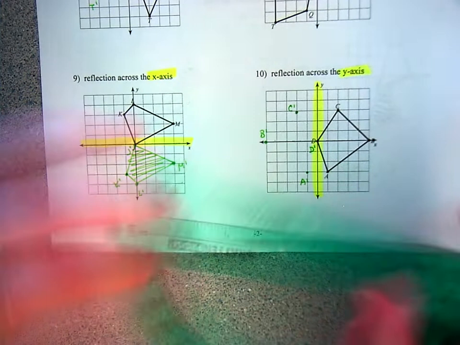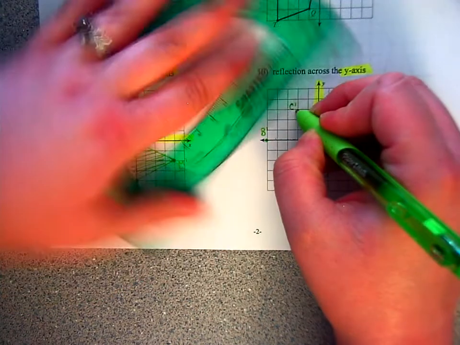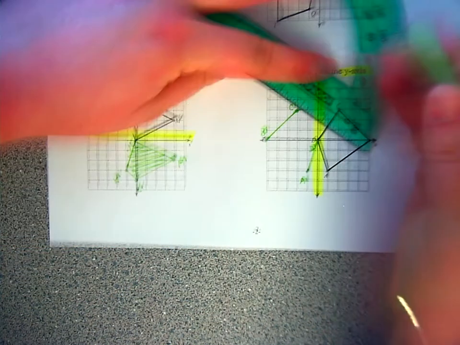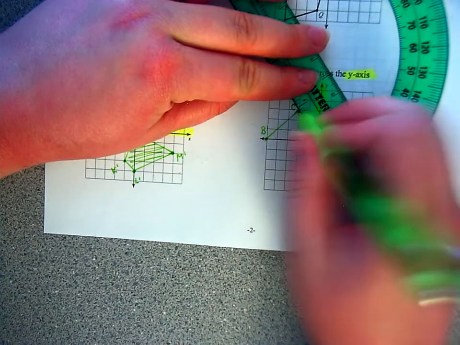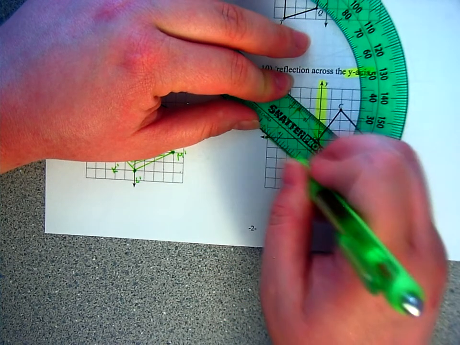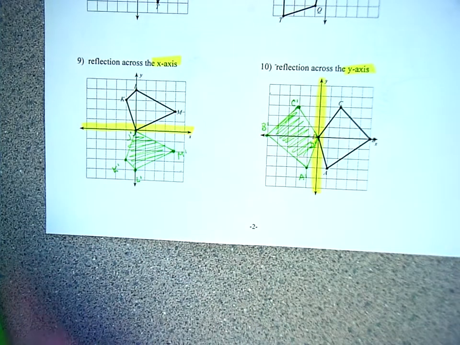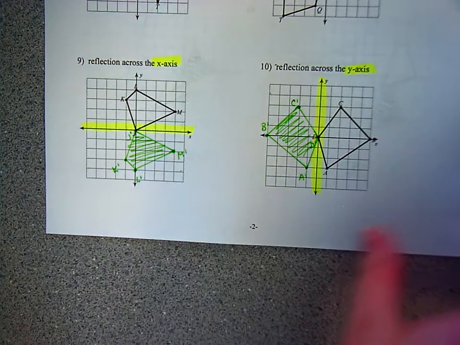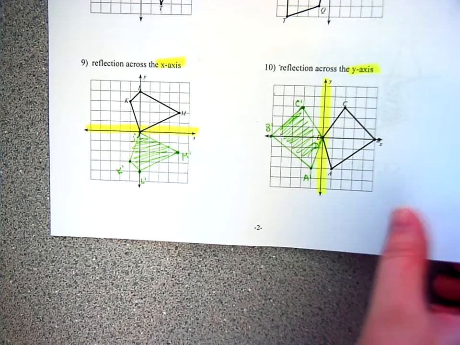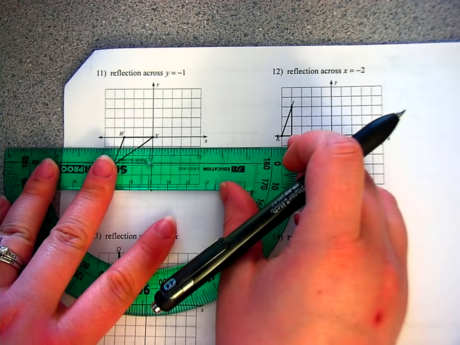Then we're going to connect all our vertices and shade in our image. Moving on to number 11 is another reflection problem, but now we're reflecting across the line y equals -1. So y equals -1 is this line, this horizontal line.